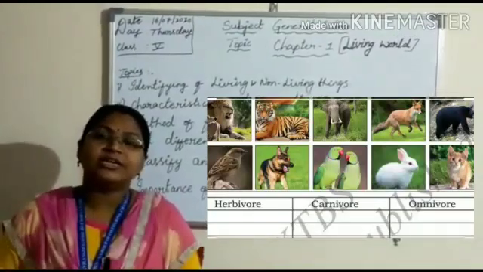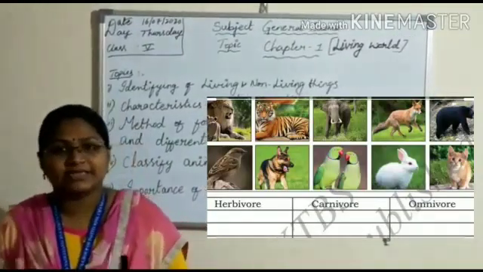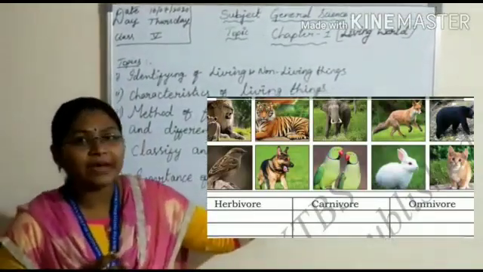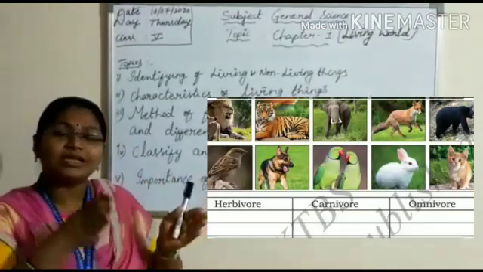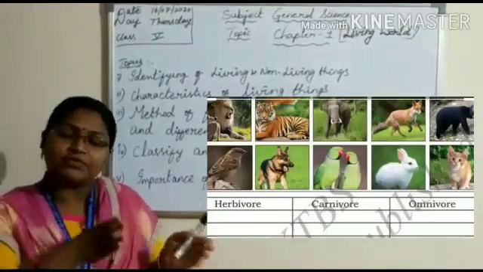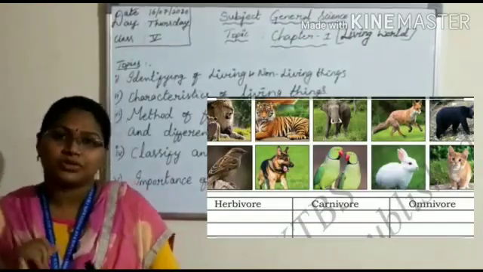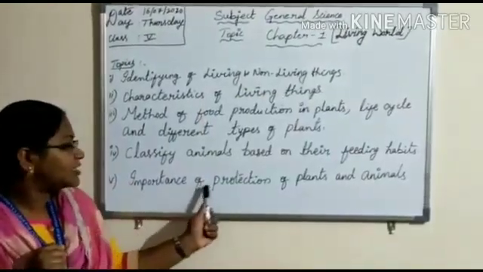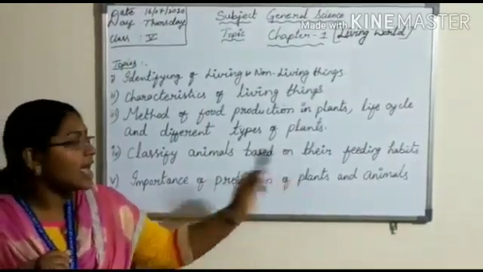This is omnivore, eating both animals as well as plants. Like that. Depending on their food habits, we can classify. These are the herbivores, these are the carnivores, these are the omnivores, like that. Next, importance of protection of plants and animals.